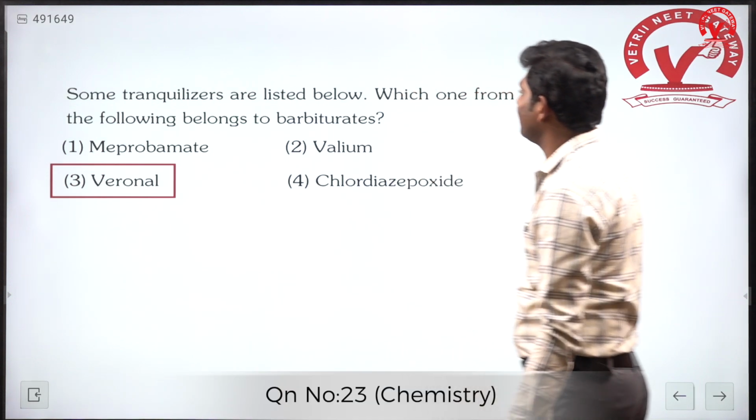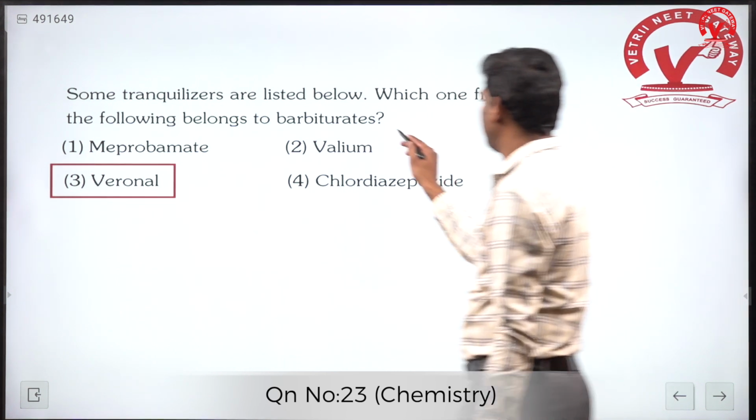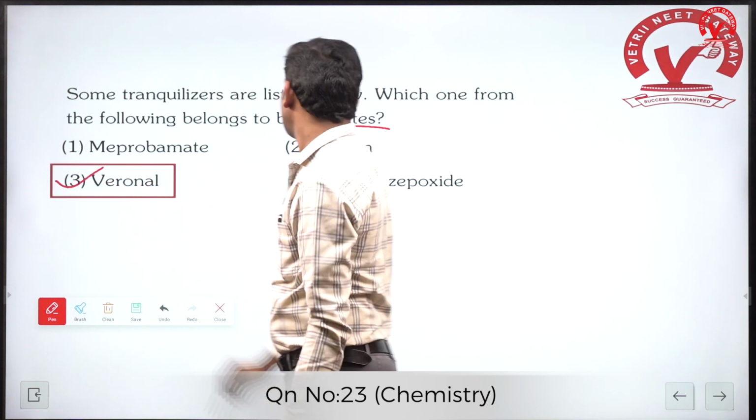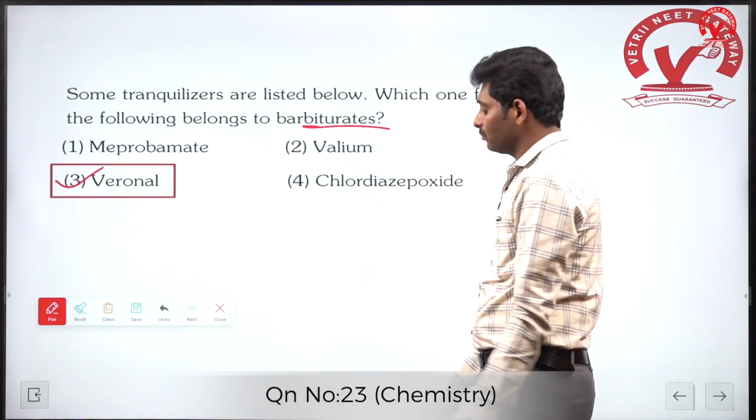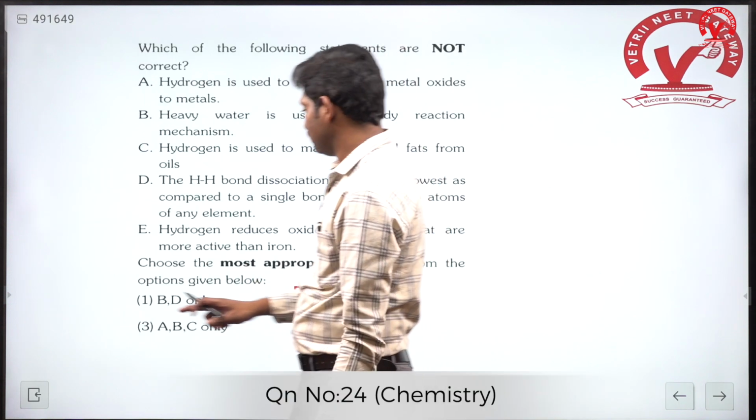Some tranquilizers are listed below. Which one from the following belongs to the barbiturates? So Veronal is the barbiturate. Direct question. Next, we move on to the next question.